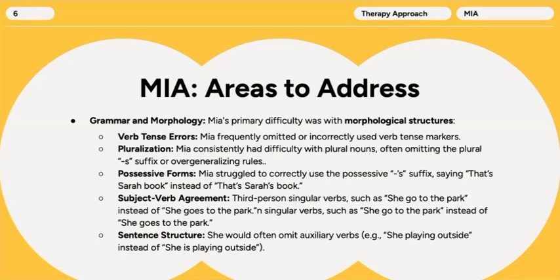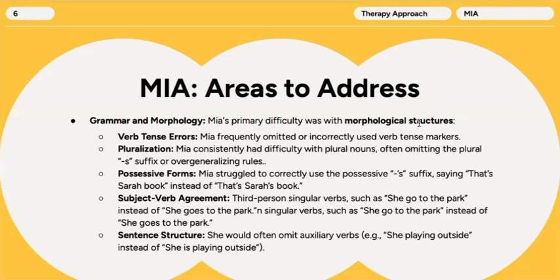She had pluralization errors, where Mia consistently had difficulty with plural nouns, often omitting the plural s suffix or overgeneralizing rules. That being, two dog instead of there's two dogs, or instead of saying there's mice, she would say mouses. She had trouble with her possessive forms, so Mia struggled to correctly use the possessive s suffix, saying something like that's Sarah book instead of that's Sarah's book.